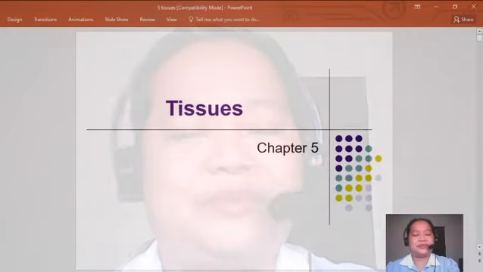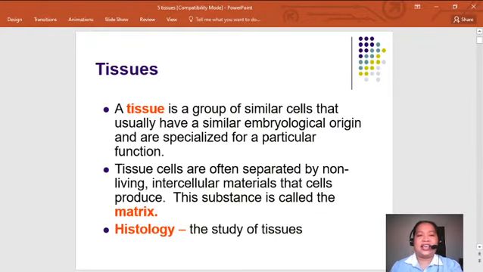Hello. So, our new topic today is more on tissues. Tissues are a group of similar cells that usually have similar embryonic origin. So, they are specialized to perform a certain function. Tissues are often separated by non-living intercellular materials that cells produce, and these are called the matrix.